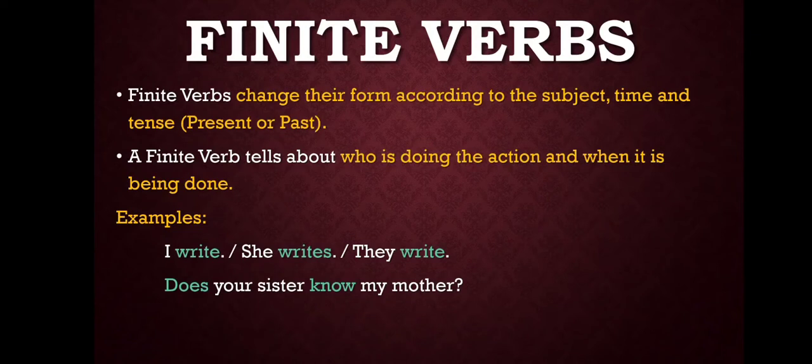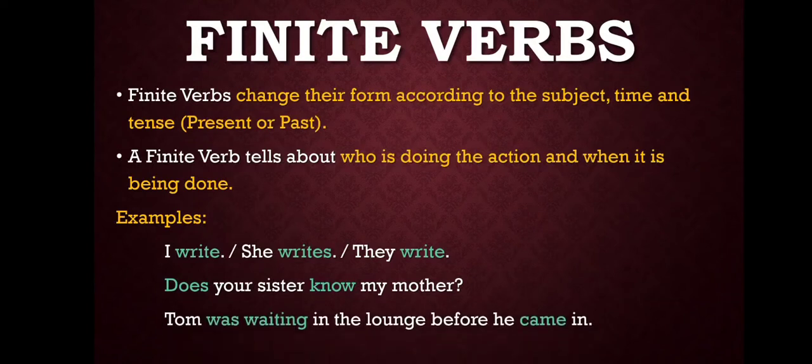If you say, does your sister know my mother, this does and know again are finite verbs. These are used according to the subject in the sentence. Tom was waiting in the lounge before he came in. Here was waiting and came address the tense, that is past, and the action being performed by the subject, and the basic purpose underlying the sentence. All of these are finite verbs, which give us an idea of who is doing an action and when it is being done.